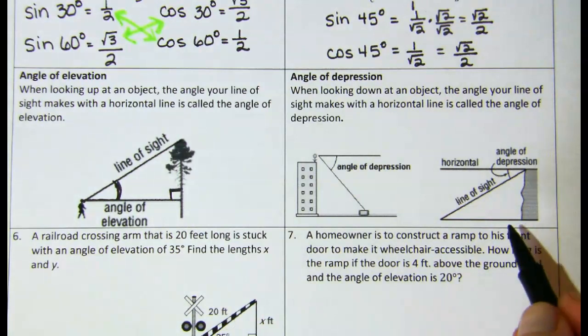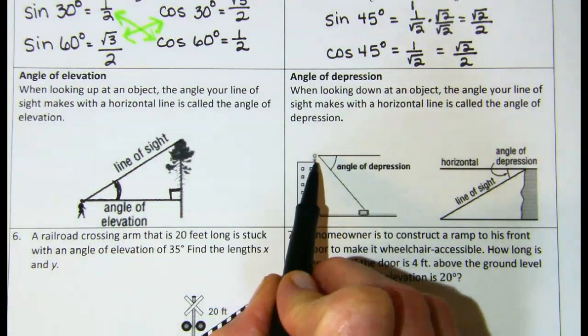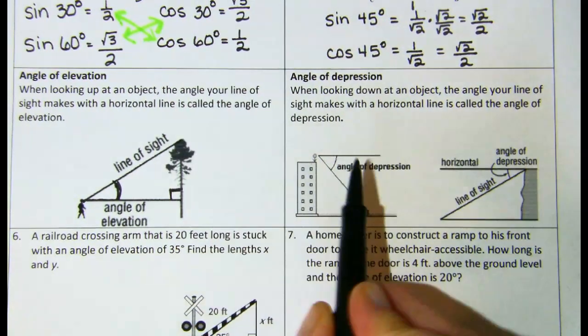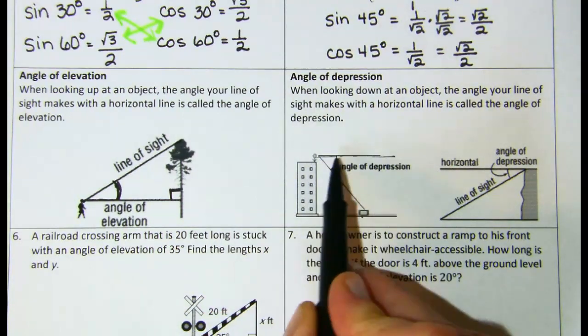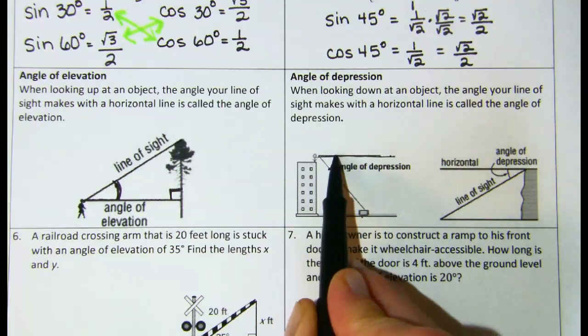We have a right angle being formed with this tree. Now, the angle of depression is when you are looking down at an object. So here's a person on top of the building looking down here. It's got to come from your eyesight. It makes a horizontal line, and that is called the angle of depression.